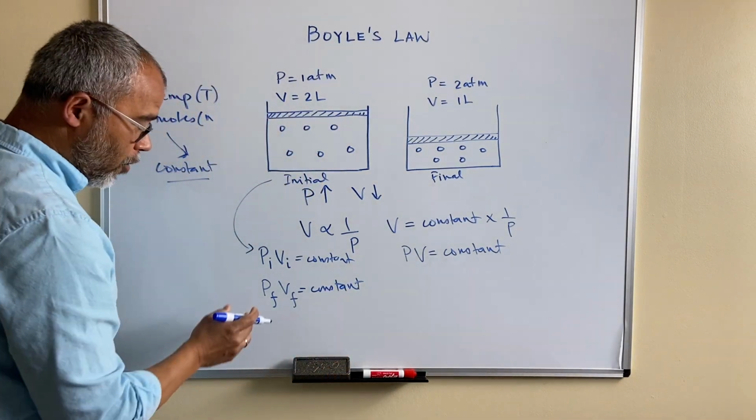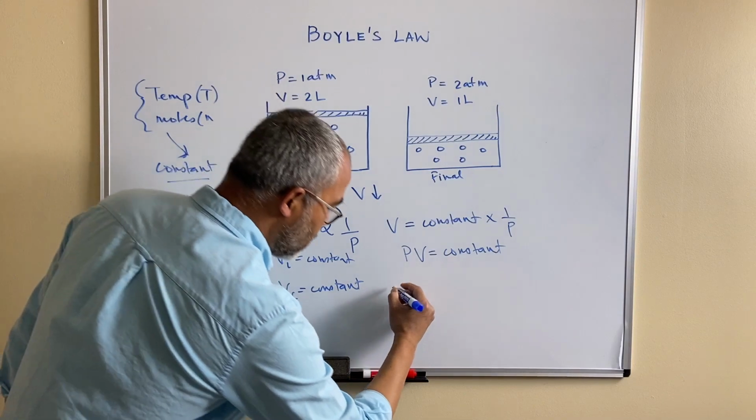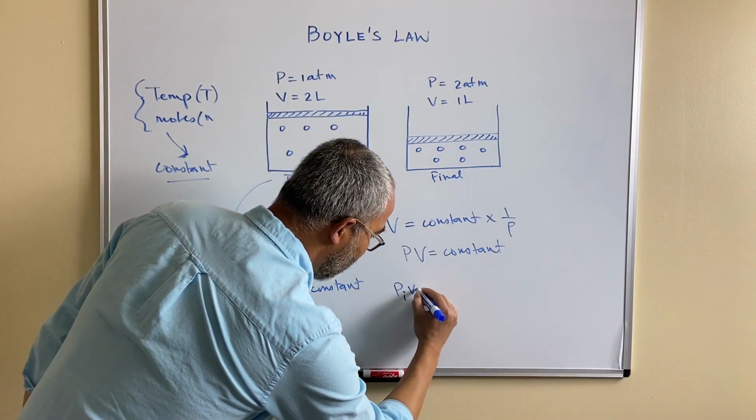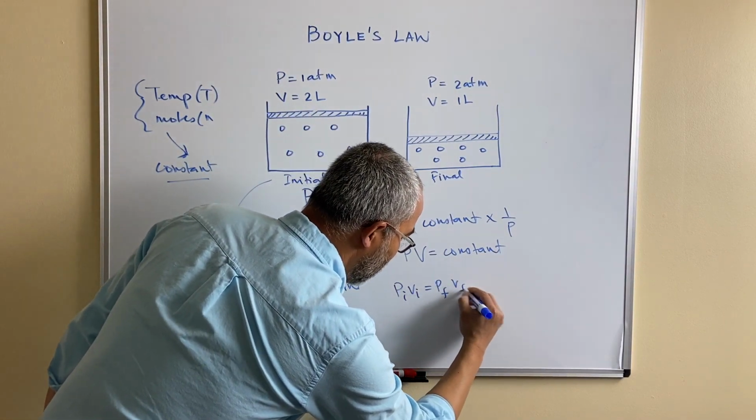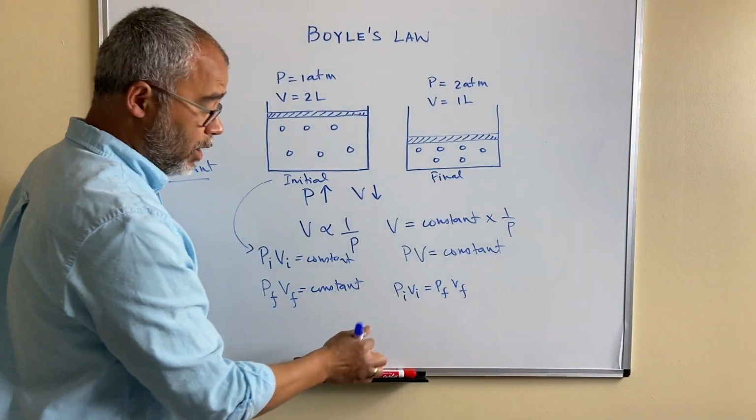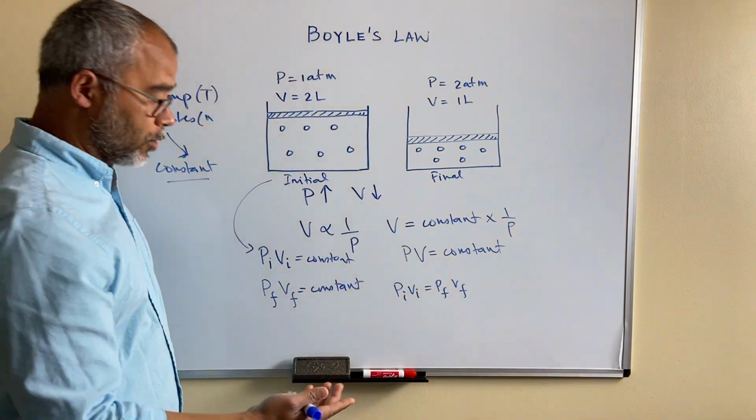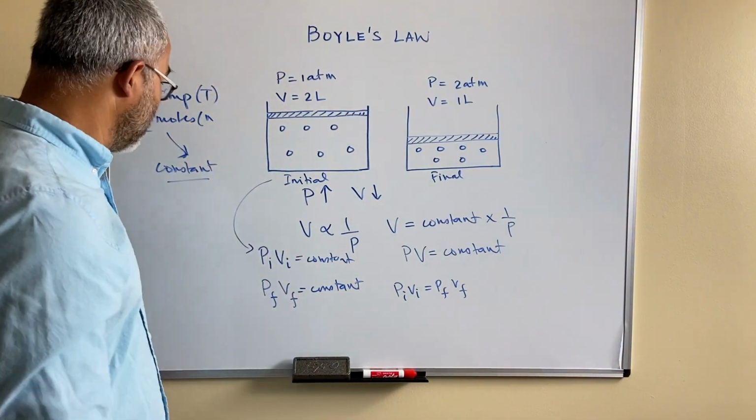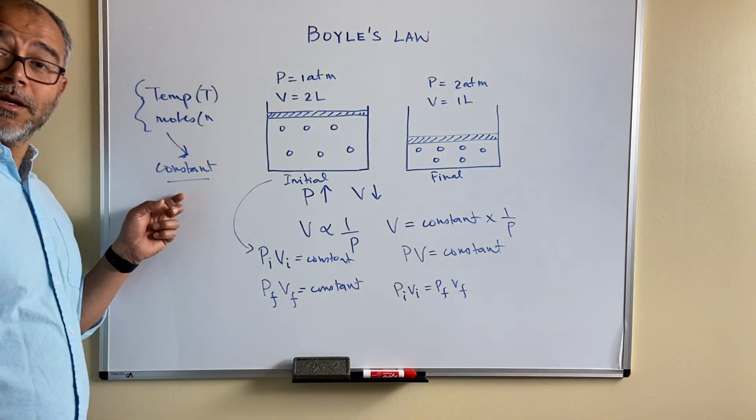So therefore we can take these two and equate them to each other, which gives us PI VI is equal to PF VF. And now you have an equation. If you know 3 variables, you can solve for the 4th. Now, key thing to keep in mind, temperature and moles are always a constant in Boyle's law.